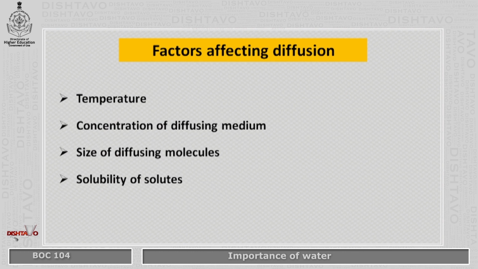Factors like temperature, concentration of the diffusing medium, size of diffusing molecules and solubility of solutes play an important role as far as diffusion is concerned. Higher the temperature, higher will be diffusion. If the medium is concentrated, diffusion is slow. If the diffusing particle size is bigger, diffusion again is slower. And the solubility also matters.